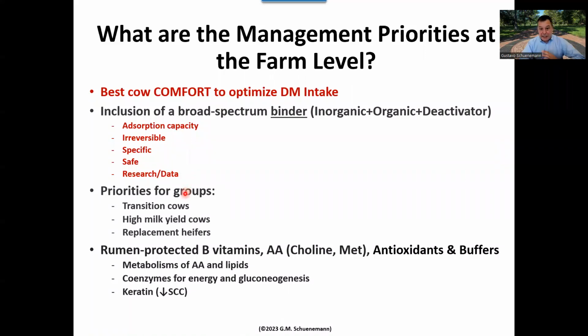Priority for groups, definitely transition cows are very sensitive, high producing cows and replacement heifers, right? And then rumen protected B vitamins, choline, antioxidants, and buffer, because they are absolutely involved in the production, health, welfare, and all these components associated with performance on a farm. And the mycotoxin, some of them have a direct effect, right? The cow can produce much of these B vitamins in the rumen, right? But with mycotoxin there will be a significant reduction, more than what the cow can tolerate, and then they will suffer through all these metabolic pathways in the cows.